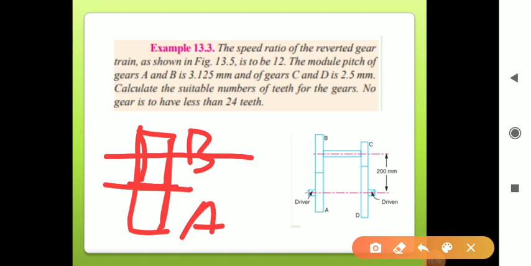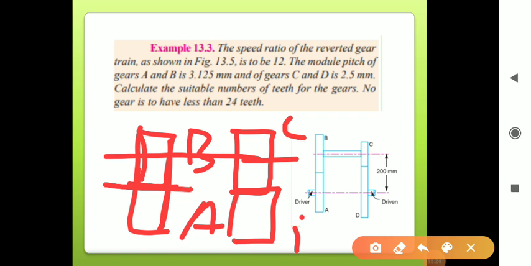Okay, now this is connected on the same shaft. This gear C will be there, and this gear C meshes with this gear D. Okay, and these are again on the same shaft. Okay, now A rotates this B. Because of this B, this C rotates, and this C drives the gear D.